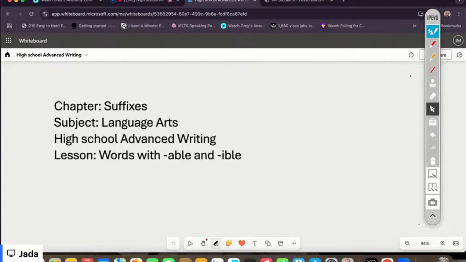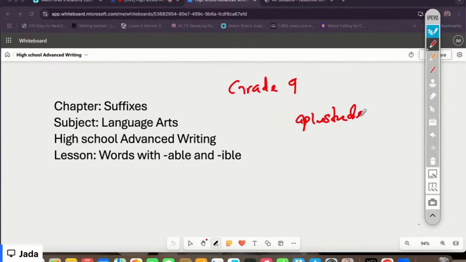Today we'll finish up our lesson under suffix. This lesson is from grade 9, high school advanced writing. First, you have to log in using aplusstudent.com. Click on your name, move on to language at grade 9. The chapter is suffix and the lesson will be words with able, because we already did the first two lessons before. So we'll finish this up right now.